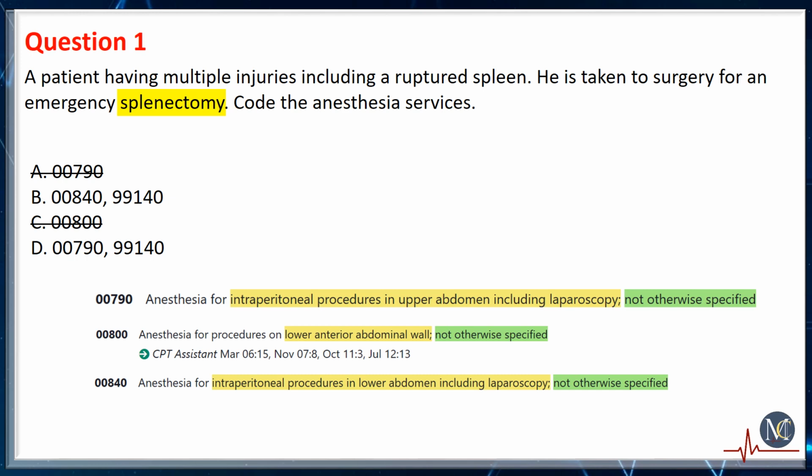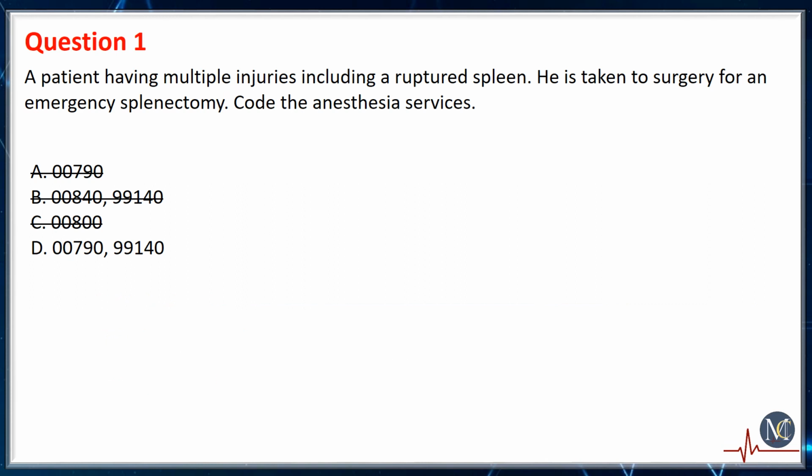In this scenario, the service was done on the spleen, which is part of the upper abdominal quadrant. So on this basis, we will eliminate the options with the service codes 00800 and 00840. Our correct service code is 00790. Our correct option is option D with service code 00790 along with qualifying circumstance add-on code 99140.